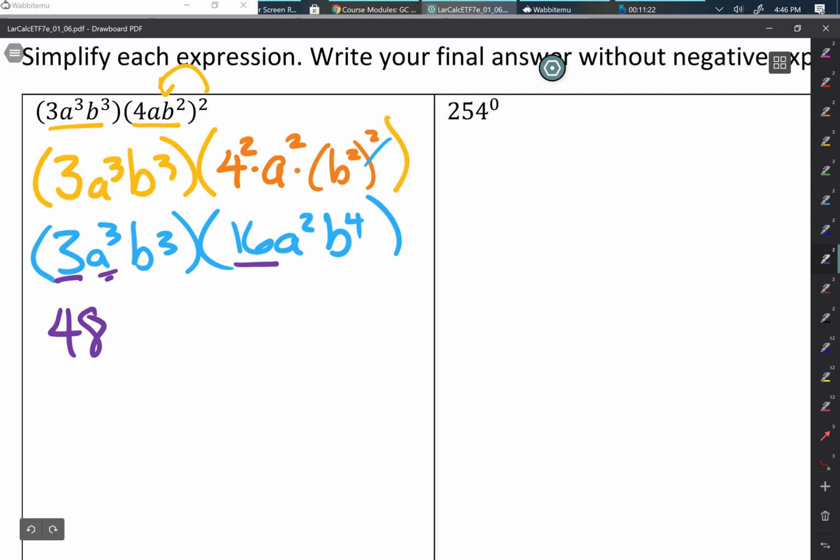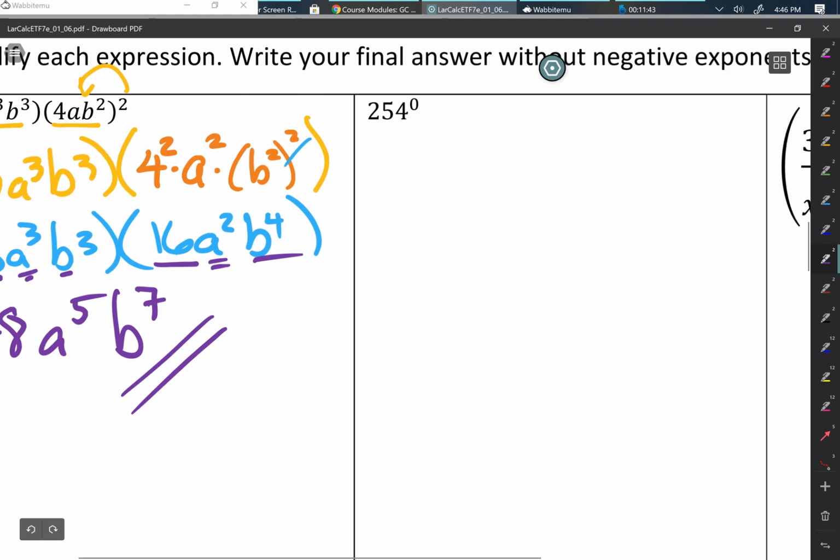I have an a cubed here and a squared there. That's going to give me a to the 5th. Remember, same base, add the exponents. A b cubed here and a b to the 4th there. Add the exponents. I have a b to the 7th. And I'm done. Okay, that's not too bad.